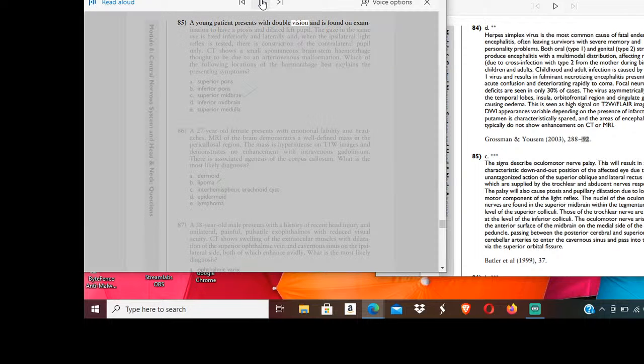A young patient presents with double vision, and is found on examination to have ptosis and a dilated left pupil. The gaze in the same eye is fixed inferiorly and laterally, and when the ipsilateral light reflex is tested, there is constriction of the contralateral pupil only. CT shows a small spontaneous brainstem hemorrhage thought to be due to an arteriovenous malformation. Which of the following locations of the hemorrhage best explains the presenting symptoms? A. Superior pons. B. Inferior pons. C. Superior midbrain. D. Inferior midbrain. E. Superior medulla.